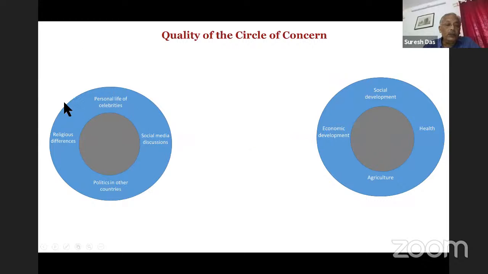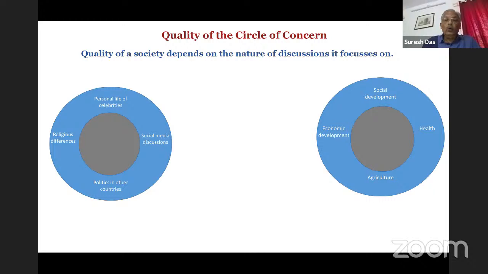Can the circle of concern be dealing with the personal life of celebrities, social media discussion, politics in other countries, or religious differences? That is high decibel, low value. Or can the circle of concern deal with social development, health, agriculture, other important topics like economic development? Low decibel, high value discussions?